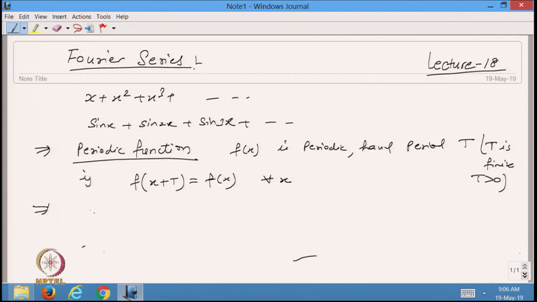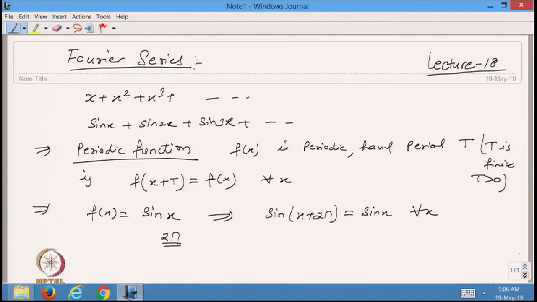Now, for example, I want to take a function. Let us take f(x) equal to the well-known function sin x. In this case I know that sin(x plus 2 pi) is again sin x, and this is true for all x. So I can say that sin x is a periodic function having the period 2 pi.